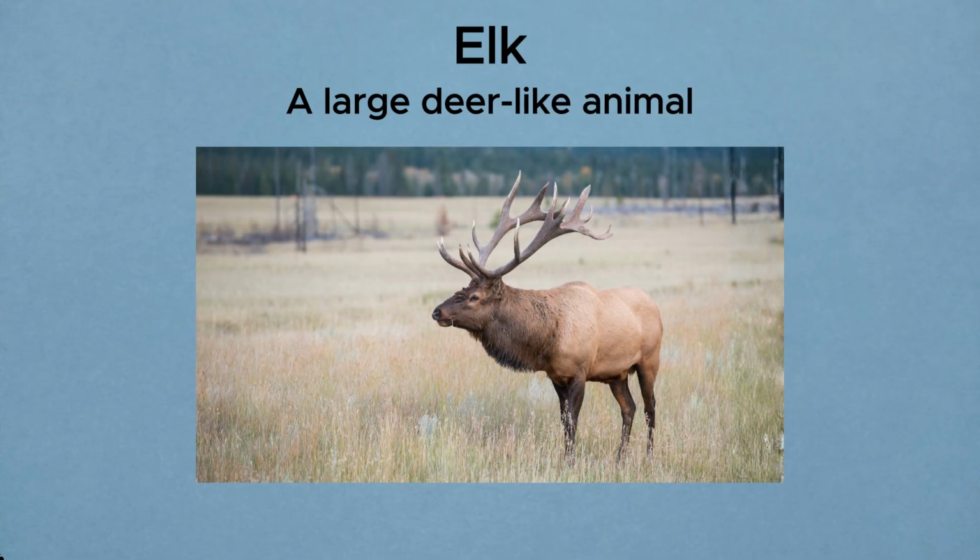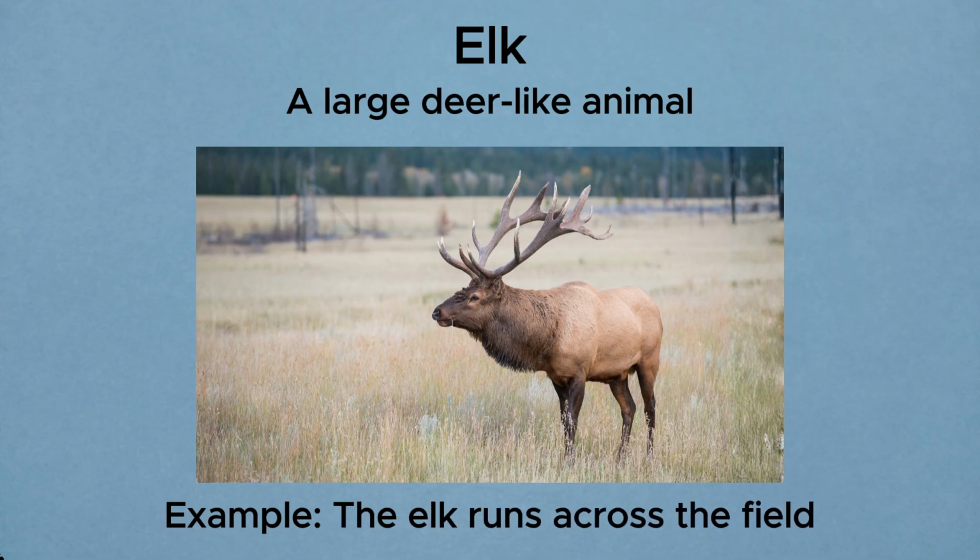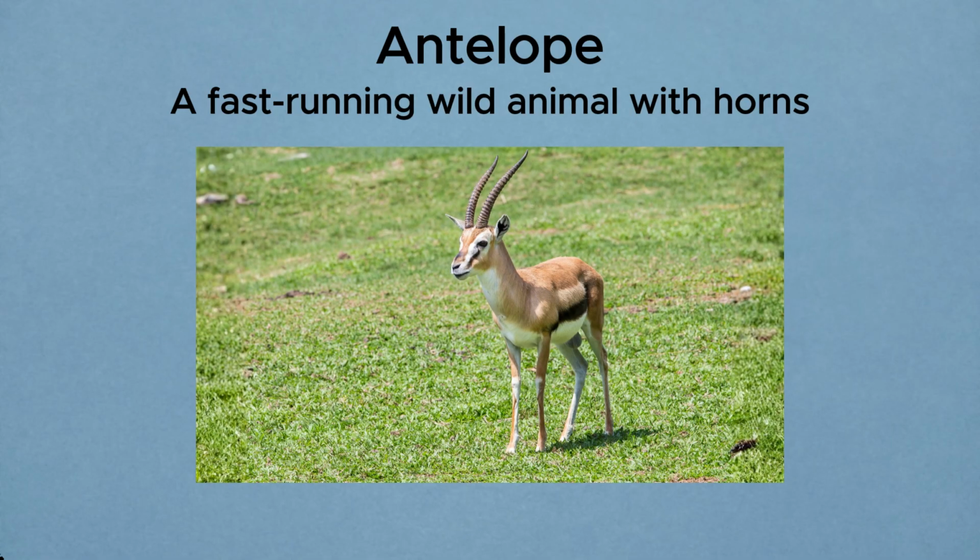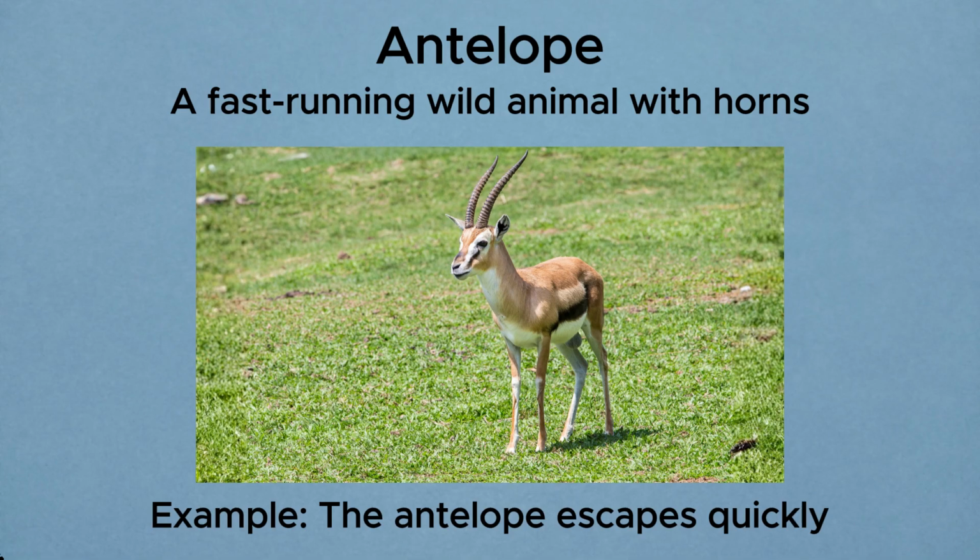Elk. A large deer-like animal. Example: the elk runs across the field. Antelope. A fast-running wild animal with horns. Example: the antelope escapes quickly.